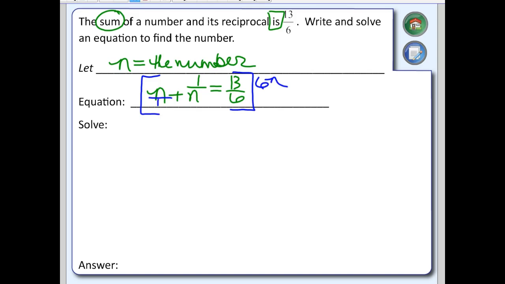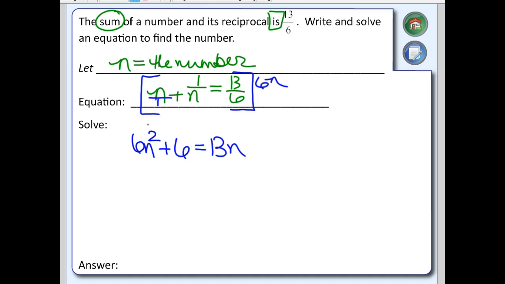Here's what happens. If I multiply n by 6n, we get 6n squared, plus, if I look at this, the n's are going to cancel, and we're going to get 6 equals, okay, and then over here, the 6's will cancel, and we're left with 13n. Ooh, look at that. Did you notice right away that we have a quadratic equation?